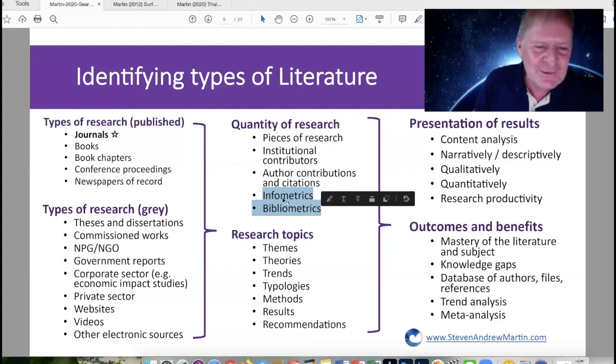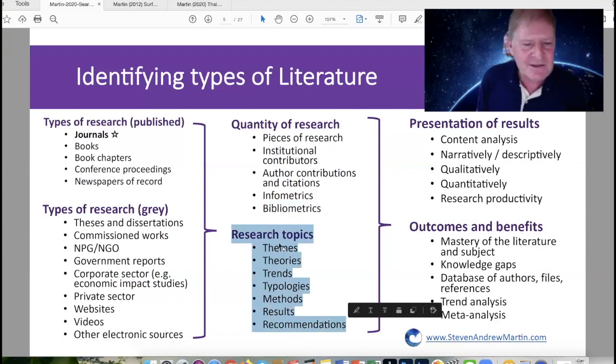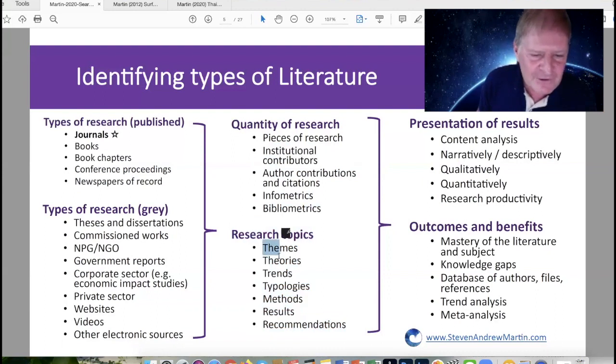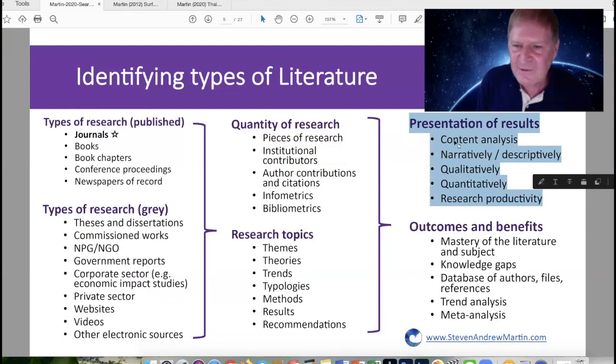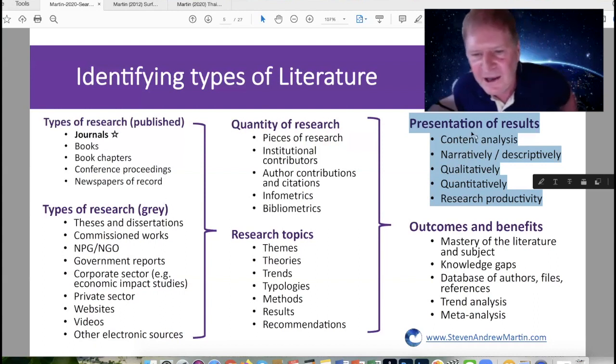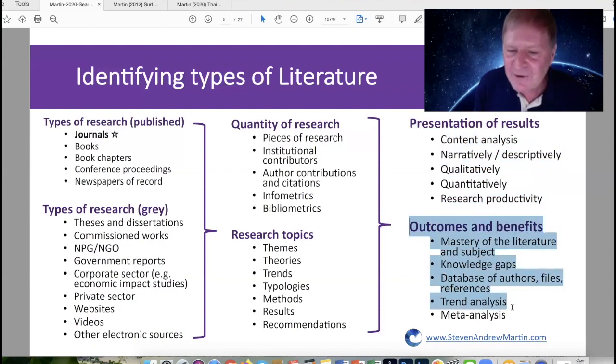Let me talk about this statistical approach a little bit later, right? And then, of course, this one we might be more familiar with, research topics. Of course, we look for the themes, theories, trends, etc. in research topics. And then, of course, in presenting our results, how do we come across presenting the results of our systematic review? That's up to us, how we do that. And I'll come to that more. I'm still at the introduction stage here on this slide, right?